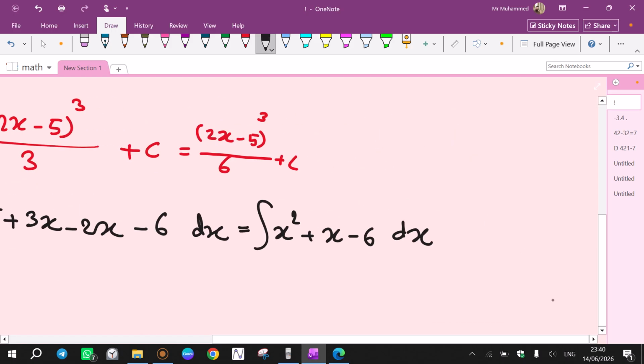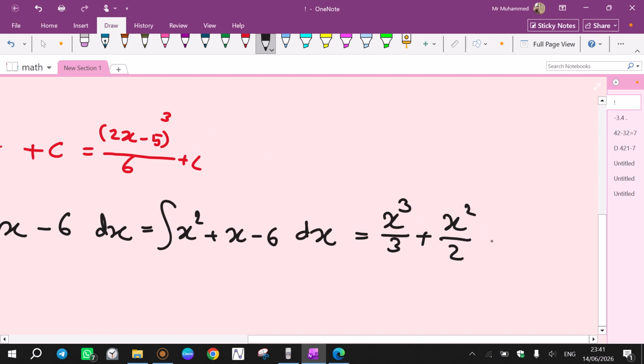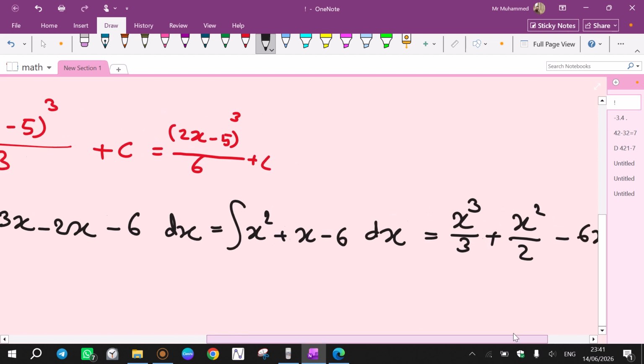Now I can do the integral. Integral of x squared is x power 3 over 3 plus integral of x is x power 2 over 2 minus 6 will be minus 6x, and there is always plus c.